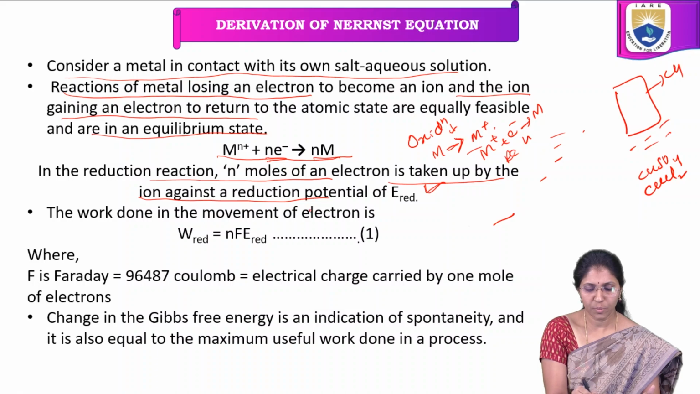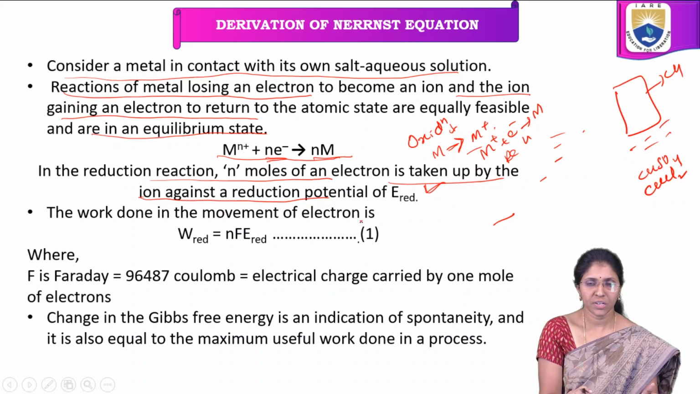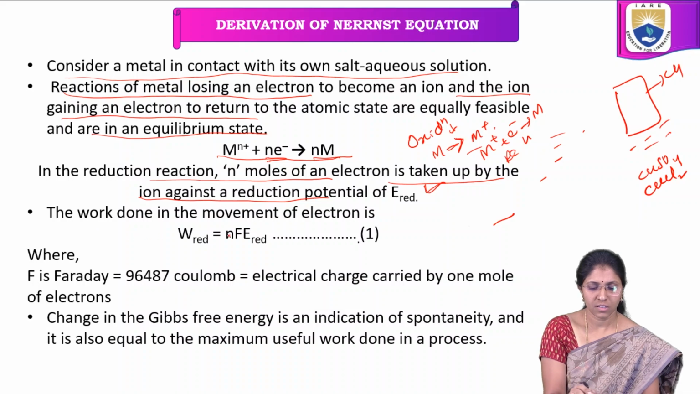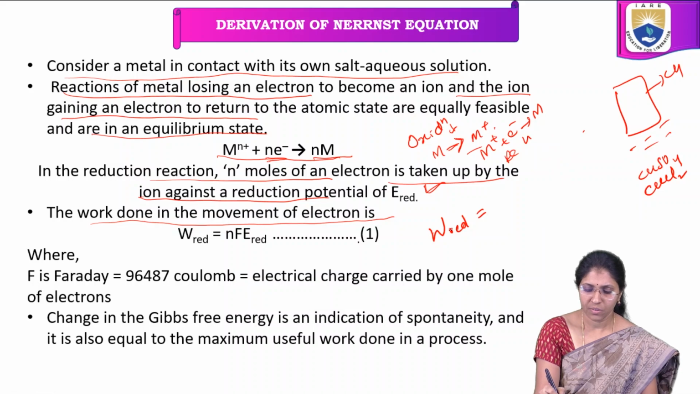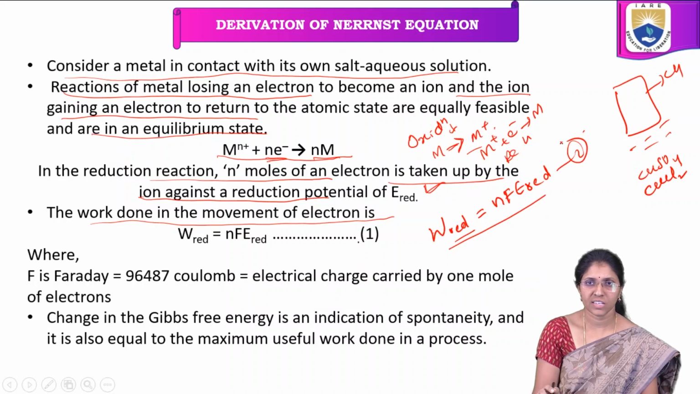The work done in the movement of electrons: here movement of electrons takes place between oxidation and reduction reactions, and we are taking the reduction reaction. So the work done in the movement of electrons is indicated by W reduction. Here this is the reduction process, so work done in the reduction process is equal to n F E reduction, where n is taken as 1.